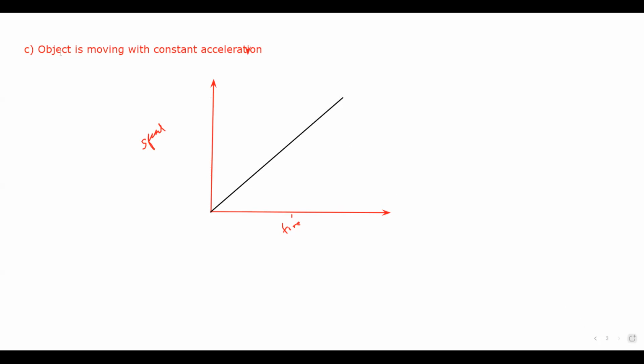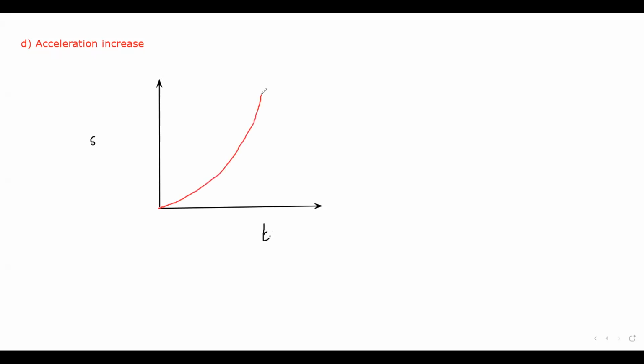For part B, if acceleration is increasing, we use a speed time graph. How do we represent a speed time graph for increasing acceleration? On the y-axis we have speed, on the x-axis we have time. So we draw a line and it is getting steeper, so it shows that acceleration is increasing.